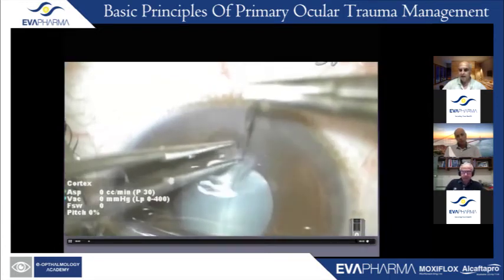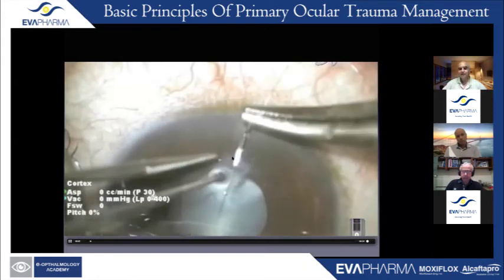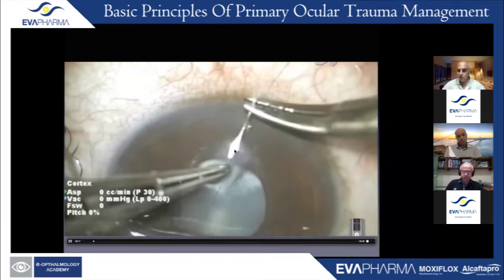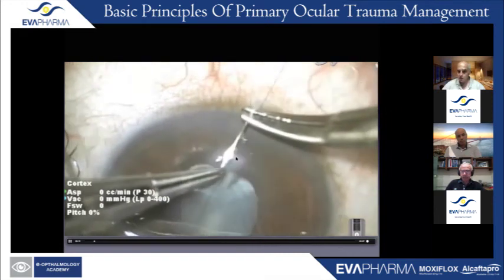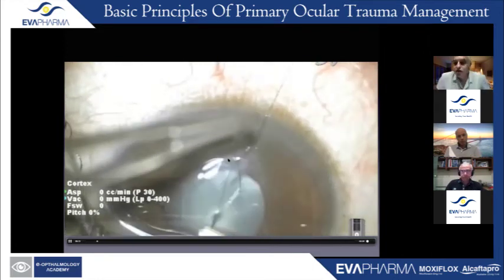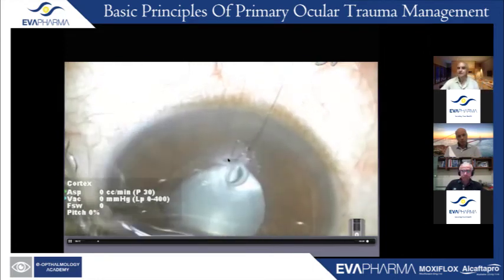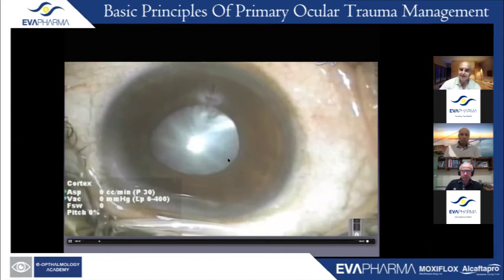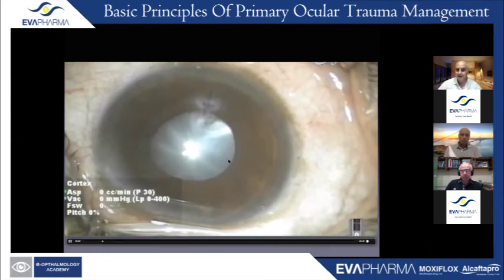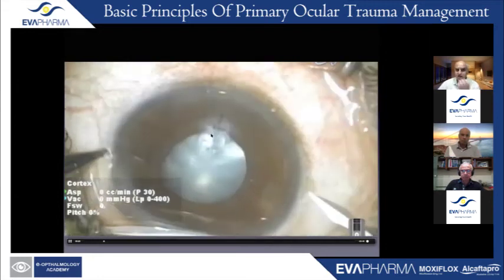Another example, this was a small wound. She had a small corneal wound, which could be left unsutured because it was almost self-sealing, very small. But if you are doing cataract surgery, then you have to suture it because it's still fresh. It will open. It will not withstand the pressure inside the eye.